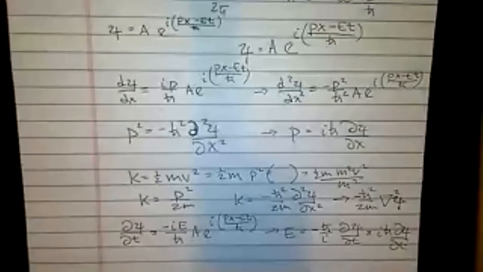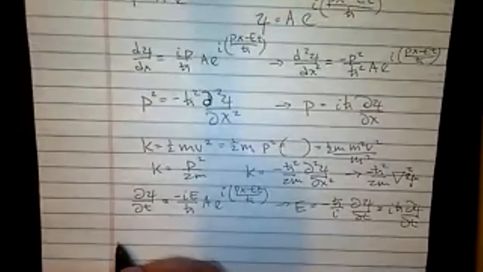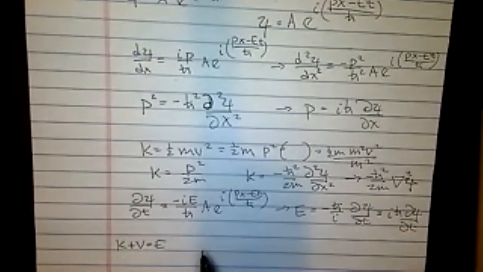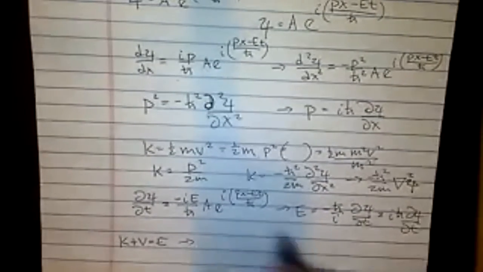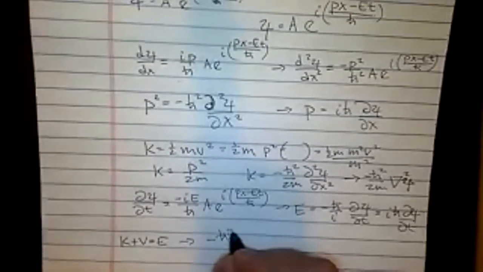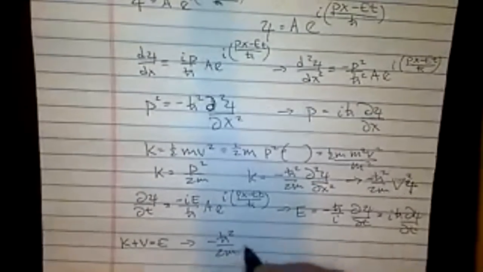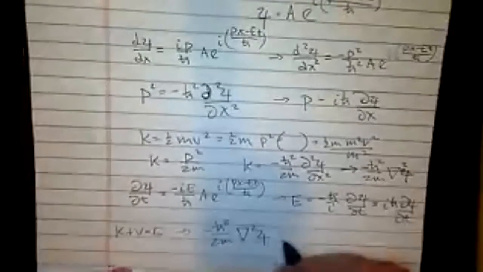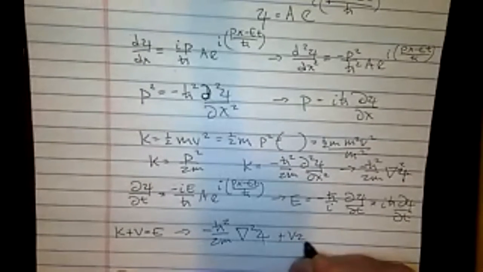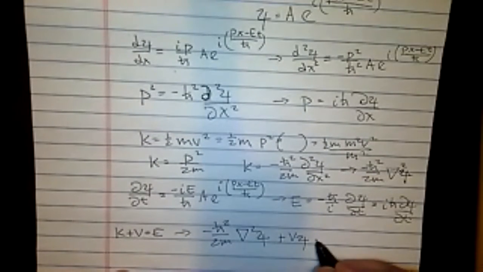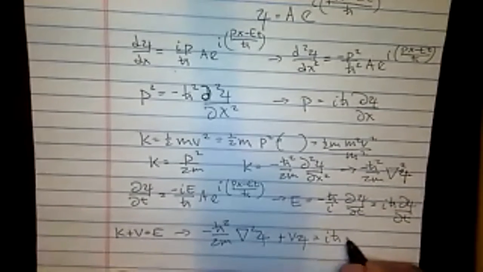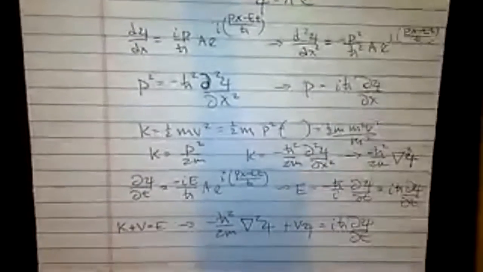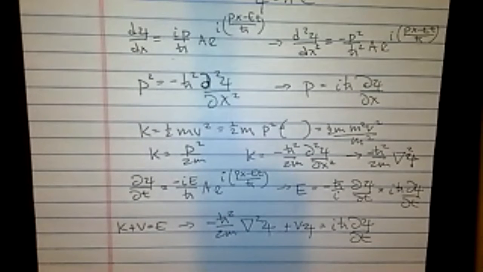When I go to do this, then my expression K plus V equals E might need to be represented by negative h bar squared over 2m del squared psi plus V psi is equal to i h bar partial psi with respect to t. And it turns out that's actually the correct Schrodinger equation.